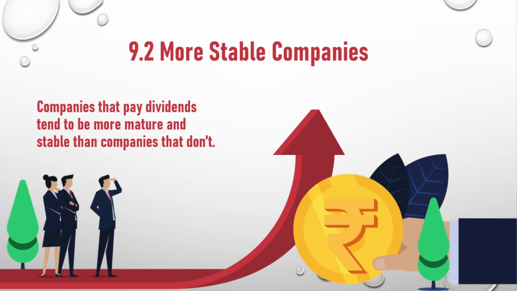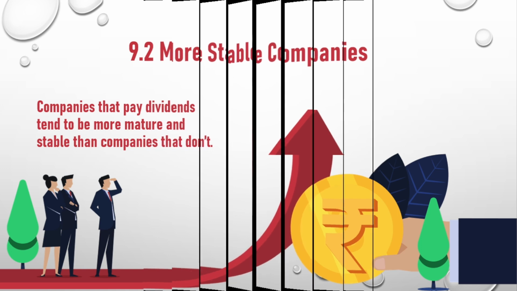Only when the company has attained a sustainable level of success does the board of directors vote to pay the dividend. In addition, the need to pay dividends tends to make the management more accountable to the shareholders and less prone to take foolish risks.